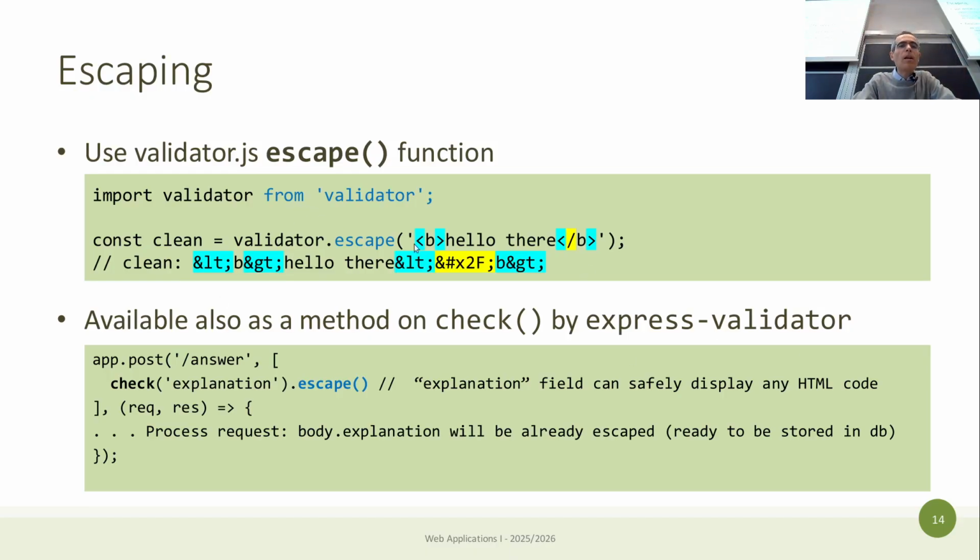Okay, this is also available as a method on the check that you already saw in Express Validator, because think of the previous case, this stored cross-site scripting attack. Somebody wants you to store something in the database. Maybe before storing this content in the database, you want to escape it, okay? So it's very easy. Just call escape on the field that contains the content you want to store in the database, okay?